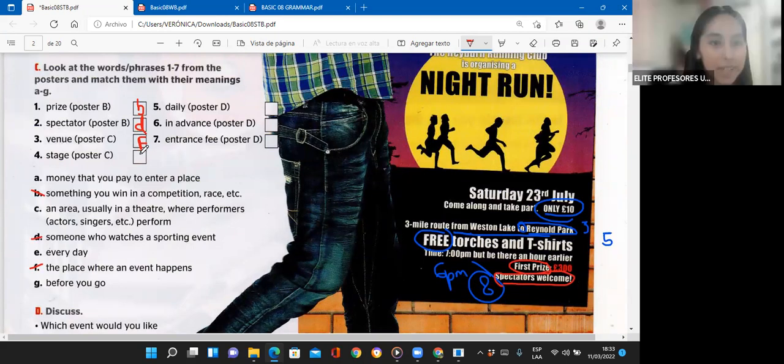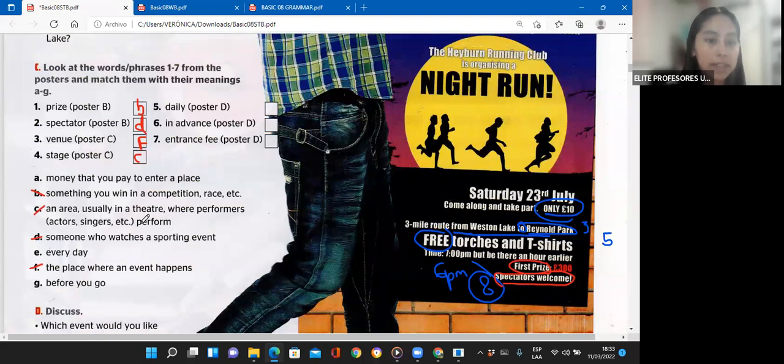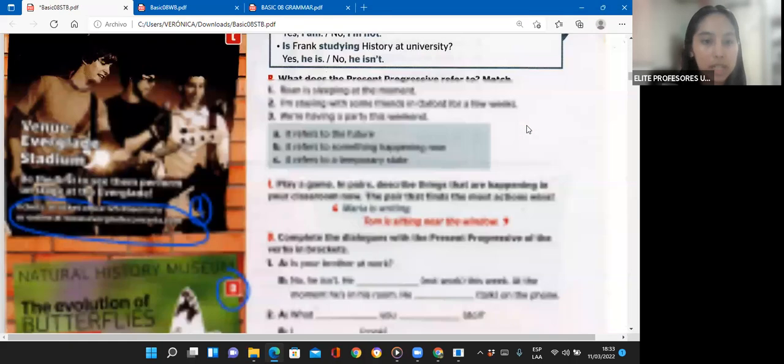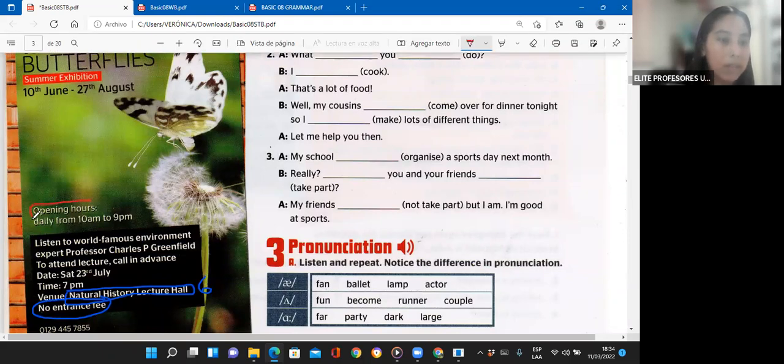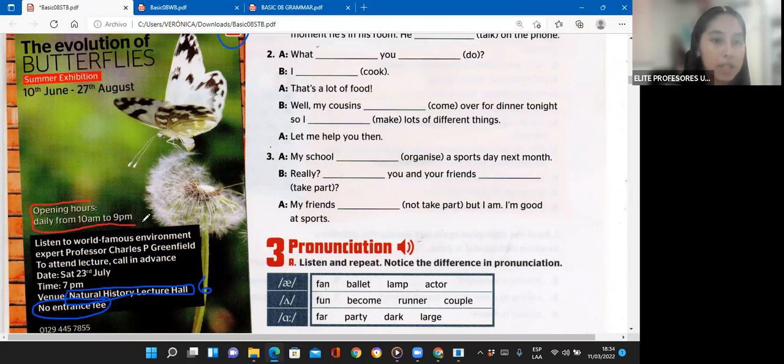That's right. A stage is an area usually in a theater where performers like actors, singers, etc. perform. Very good. Five, daily. Poster D. Daily, daily. Where is daily? Okay, here. Opening hours, daily from 10 a.m. to 9 p.m.